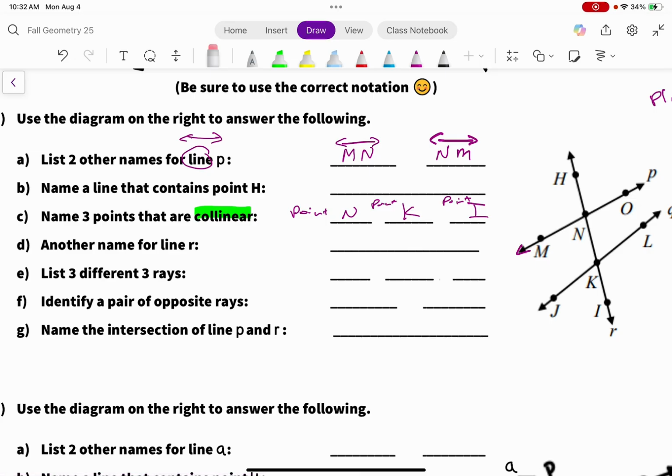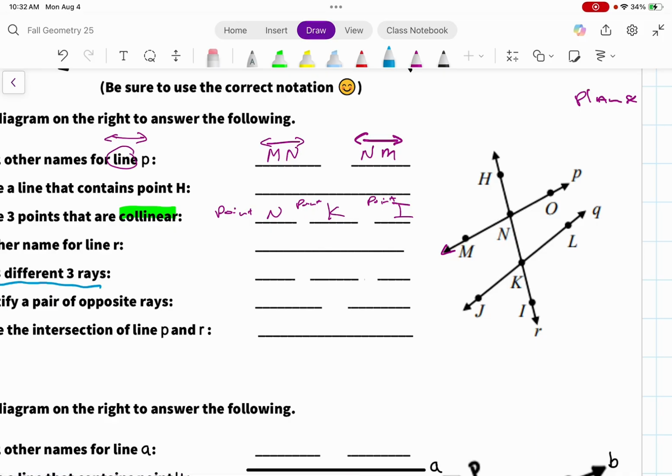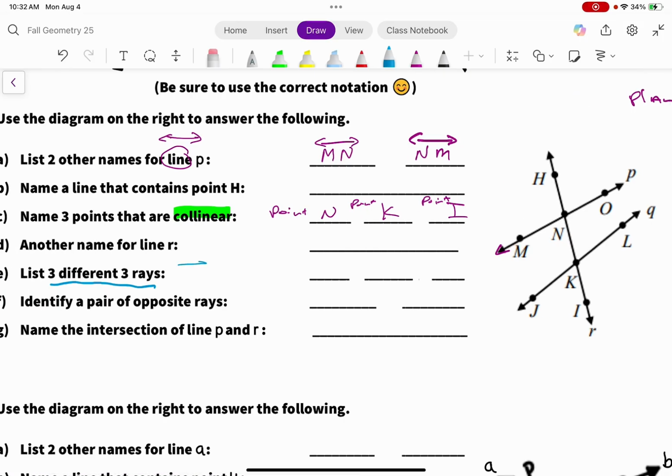Okay, list three different rays. So we're listing three different rays. Remember, a ray has to go in a single direction.